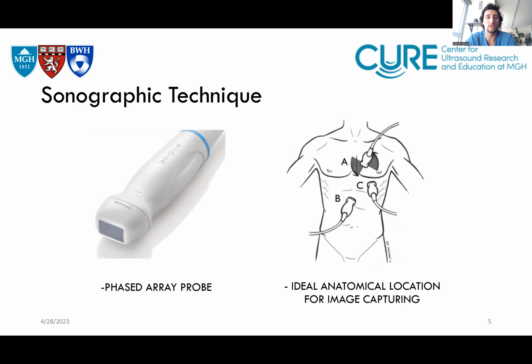So first, let's talk about the sonographic technique. When you do a cardiac ultrasound, the best probe to use is your phased array probe. It's even called the cardiac probe sometimes, and it looks like this. It's got this sort of rectangular profile where the sensor is arranged.